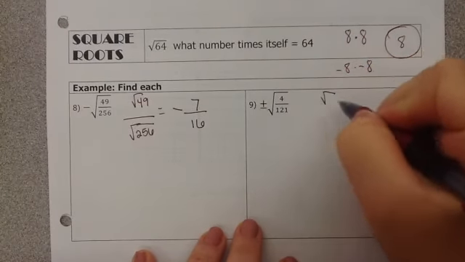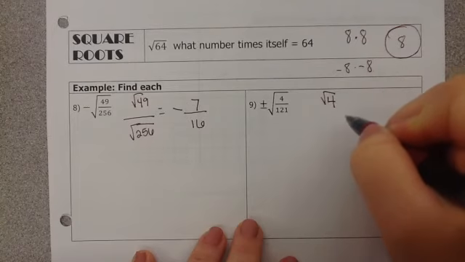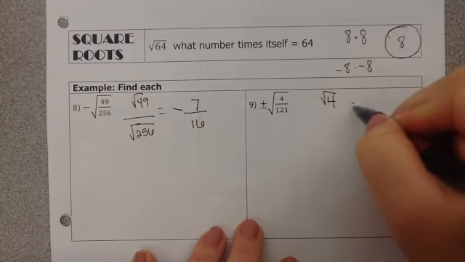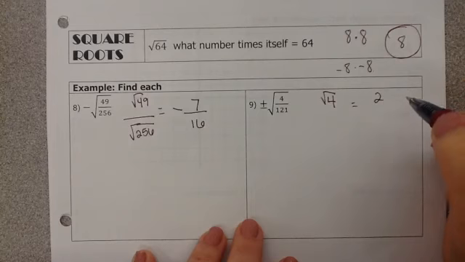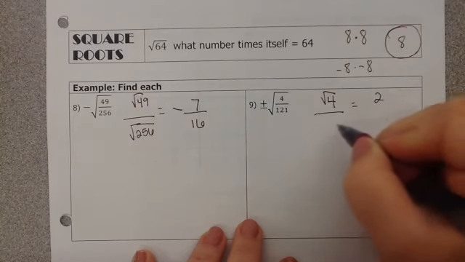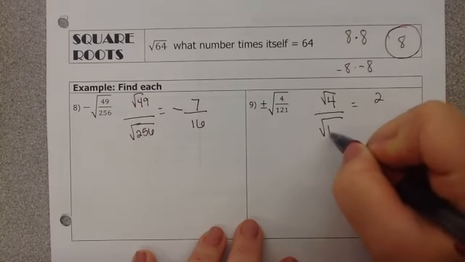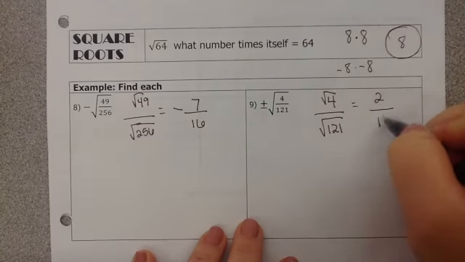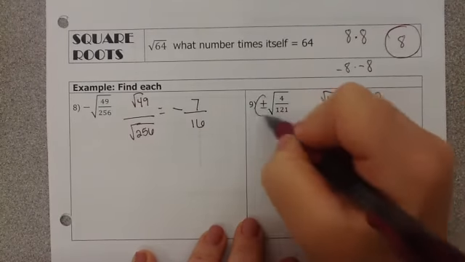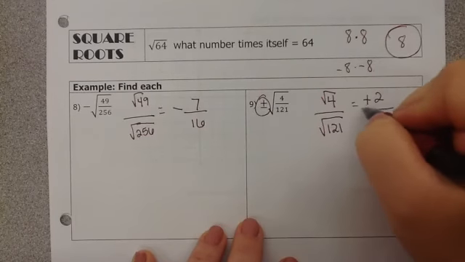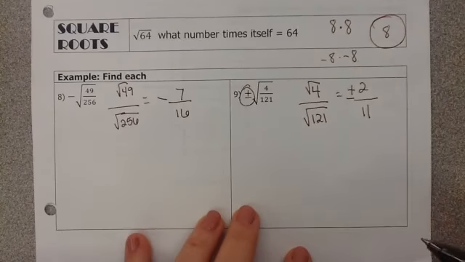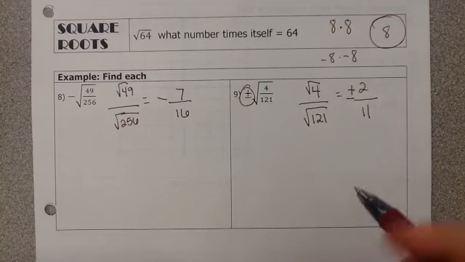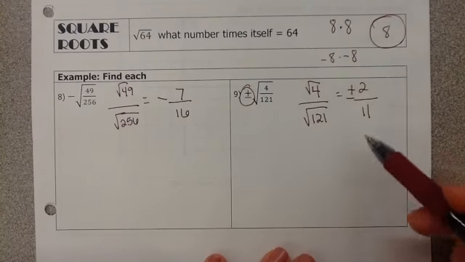I need the square root of 4, which is 2. And what next did we need? The square root of 121, and that is 11. It wanted plus or minus, so it could be the positive or the negative version. So take the square root of each to get our answer.